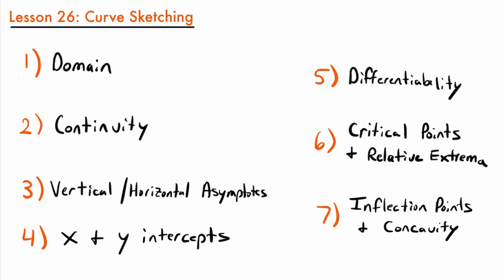And then the last 3 steps all deal with calculus-related concepts, that first one being differentiability, so that would mean you take the derivative of your function and see where the derivative is defined, and then of course you would set your derivative equal to 0 to find those critical points and determine your relative extrema, and then finally you would want to use the second derivative to determine your inflection points and the concavity of your function.